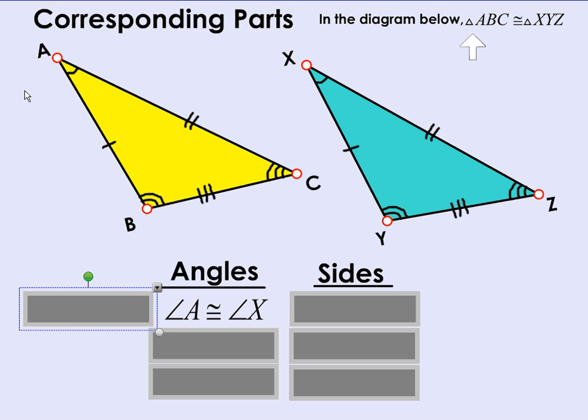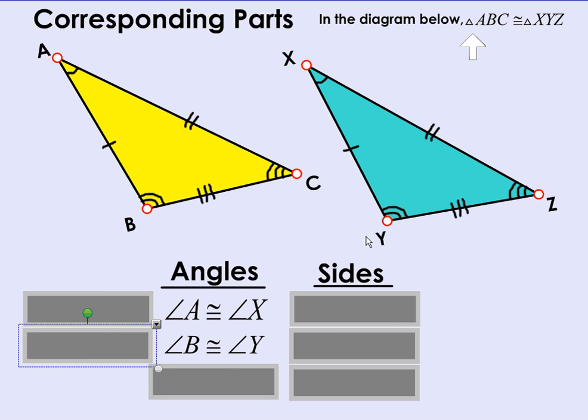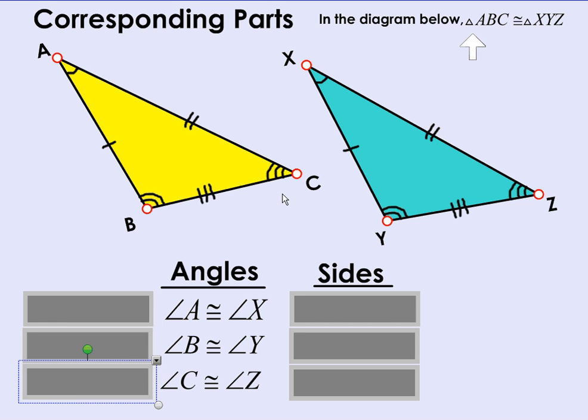We know that angle A and angle X are corresponding, and they're going to be congruent to one another. They both have one arc marking them, meaning that they're congruent. We also see that angle B and angle Y both have two arcs marking them, meaning that they're congruent. Angle C and angle Z have three arcs marking them, so they're congruent to one another. Based off of these arcs, we see which angles are corresponding to one another and that they're going to be congruent to one another as well.